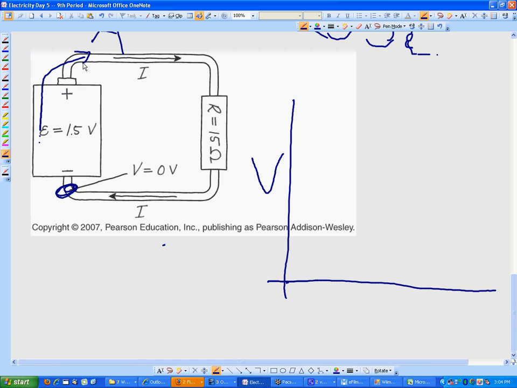And so in this case, the charge hits the battery at 0 volts, and it's going to go up to 1.5 volts as it goes across the battery. So from the start to the end of the battery, the charge is going to increase its energy by 1.5 volts. So that's what a 1.5 volt battery is. Okay?